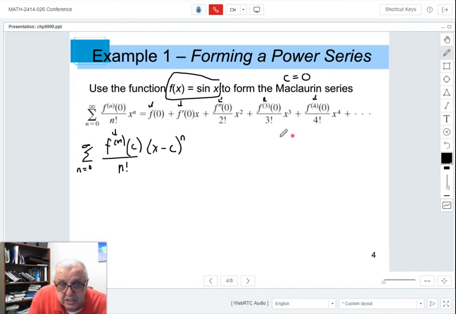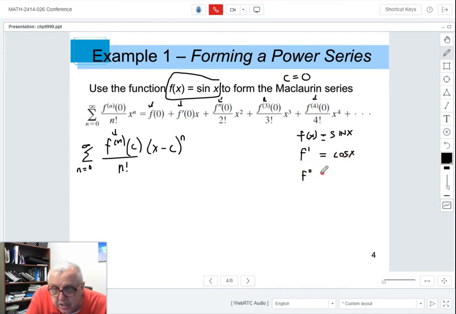So here, let's start writing these functions down. Here's our function f. Without the derivative, our answer is the sine of x. That's our function. Now, if we take the first derivative of sine of x, we get cosine of x. If we take the second derivative, we get negative sine x. If we take the third derivative of negative sine x, we get negative cosine x. That's the third derivative, sorry.